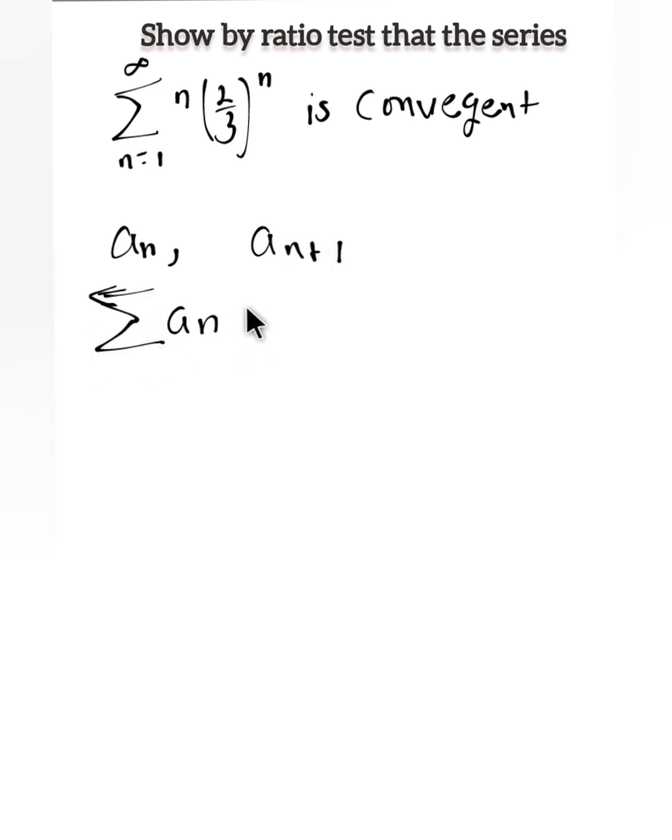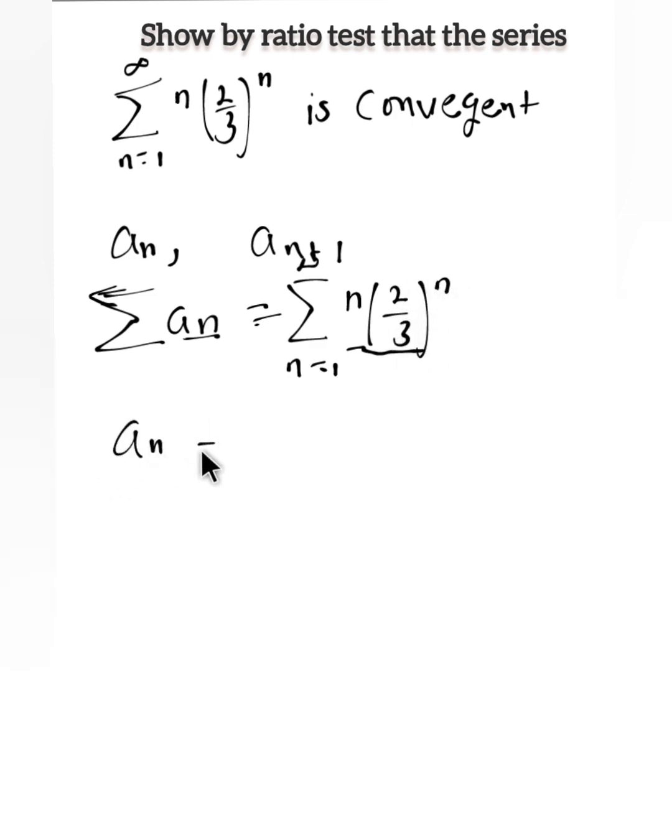So the summation of an is equal to the summation from n equals 1 to infinity of n times 2 over 3 raised to the power n. And this implies that an will be n times (2 over 3) all raised to the power n. So then the entire expression is a sequence, that is the an. We need to find an plus 1.